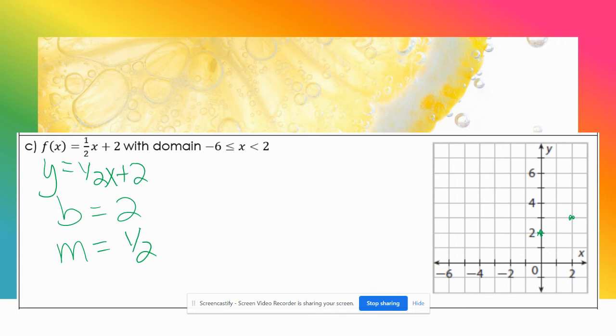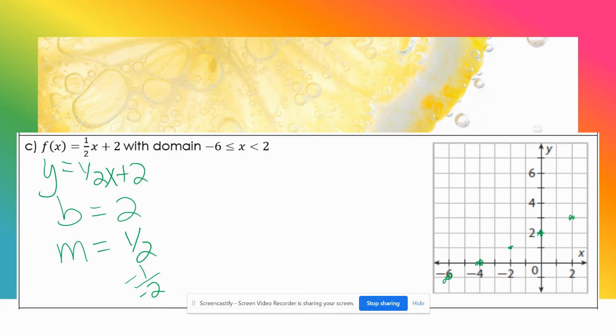And this time I'm going to go negative, negative, because a negative over a negative, right? Negative 1 over negative 2 is still positive 1/2. So negative is down, and the other negative is left. Down 1, left 2. Down 1, left 2. And I've run out of graph.